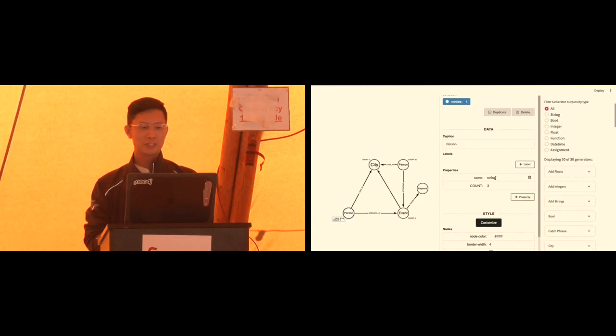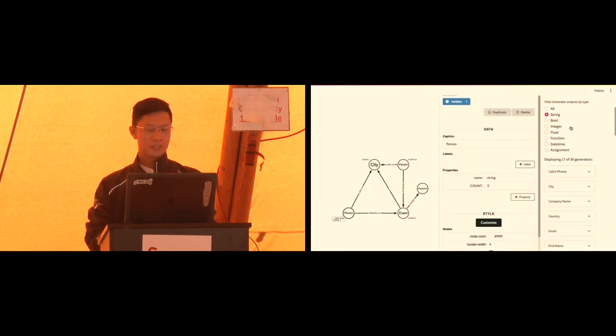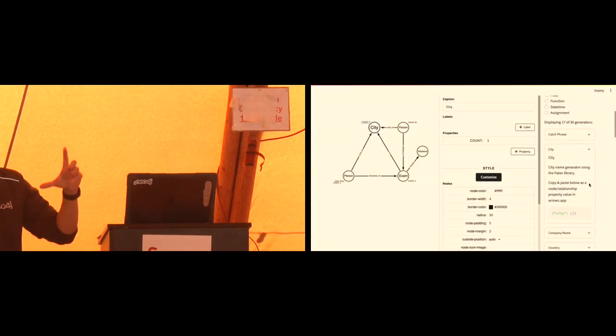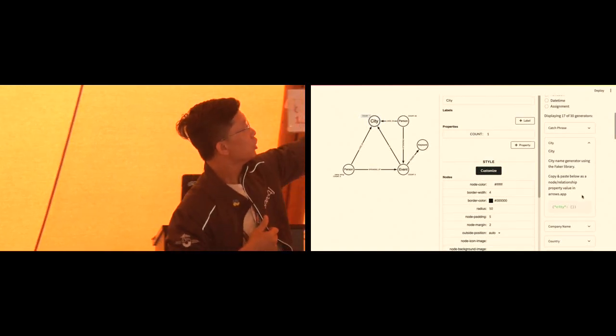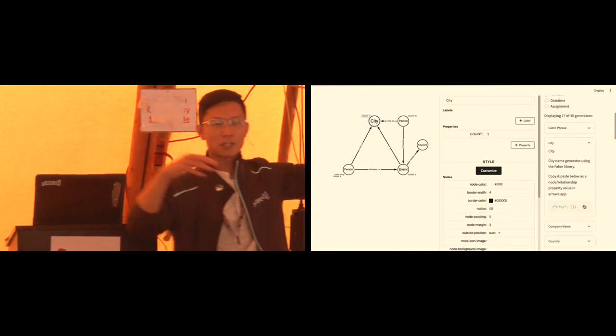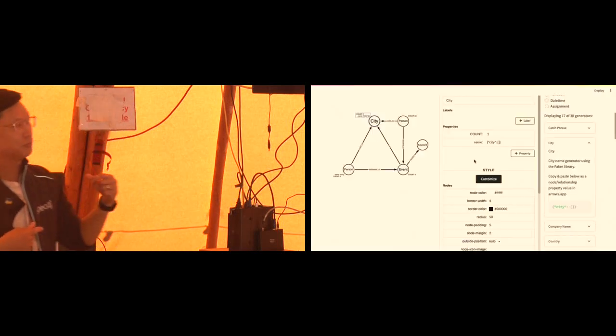So if I wanted something for city, I want actual city names, right? In here, I can give it a name property. And what I'm putting here is a stringified JSON object that tells the script, okay, use the city mock data generator and just pick a bunch of random city names every time you generate a new city for each count, right?